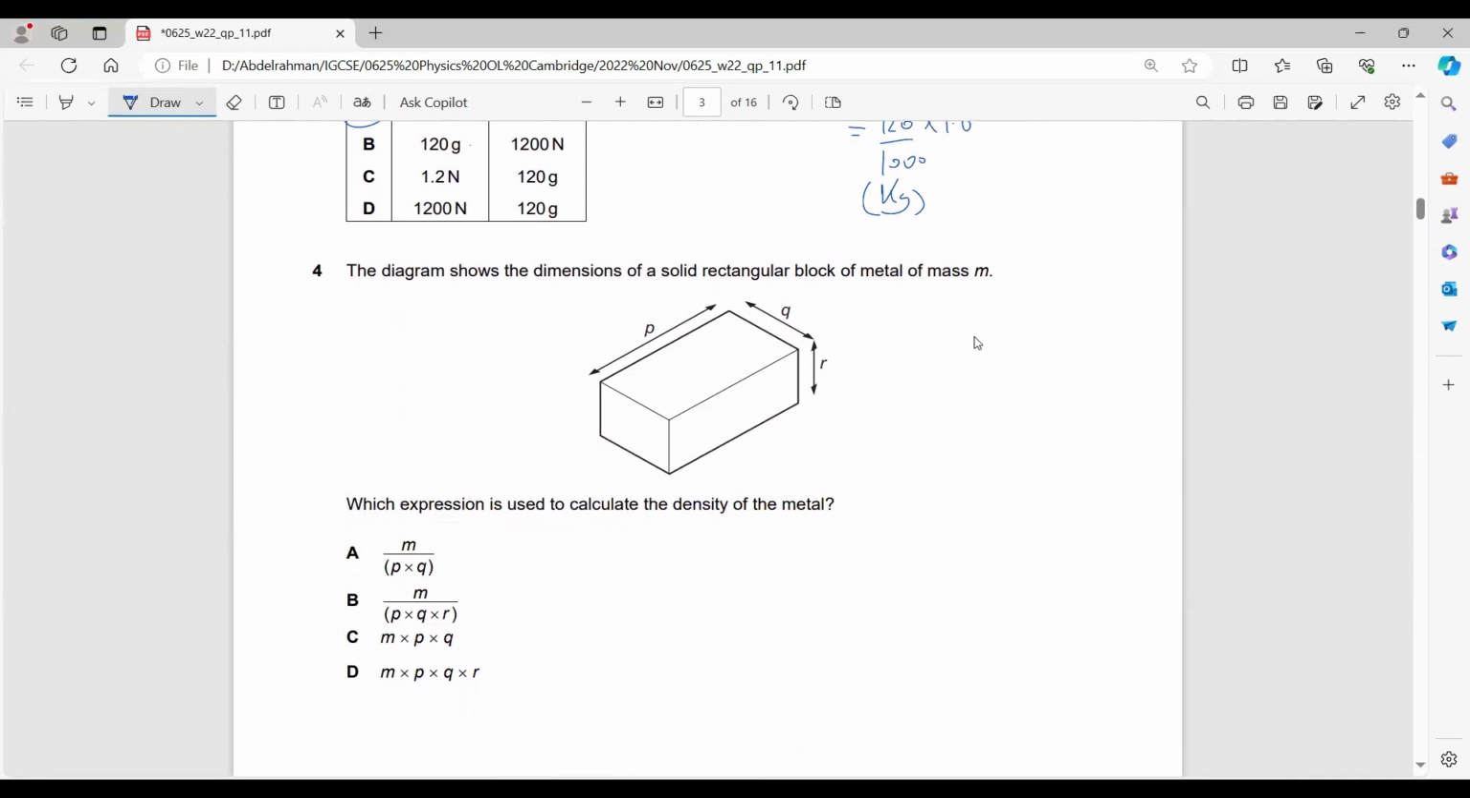Which expression is used to calculate the density of the metal? It has a mass m, so density equals mass over volume. The mass is m and the volume would be P times Q times R. B.